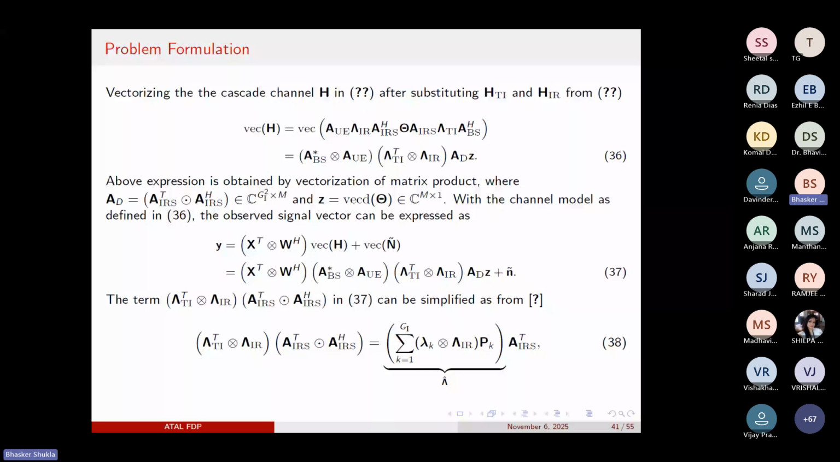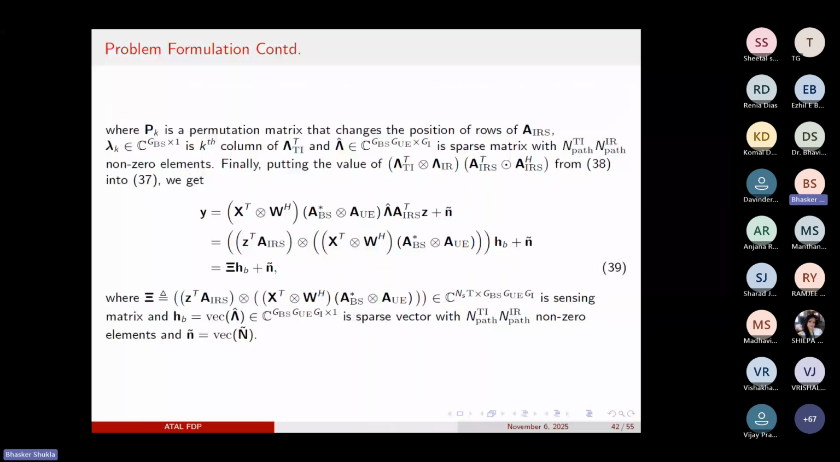And after finding this simplified form, the overall received signal vector Y is given by equation 39, where xi is given by this relation, and HB is the vectorization of this delta, and basically this delta is a matrix, meaning the cascaded channel matrix.